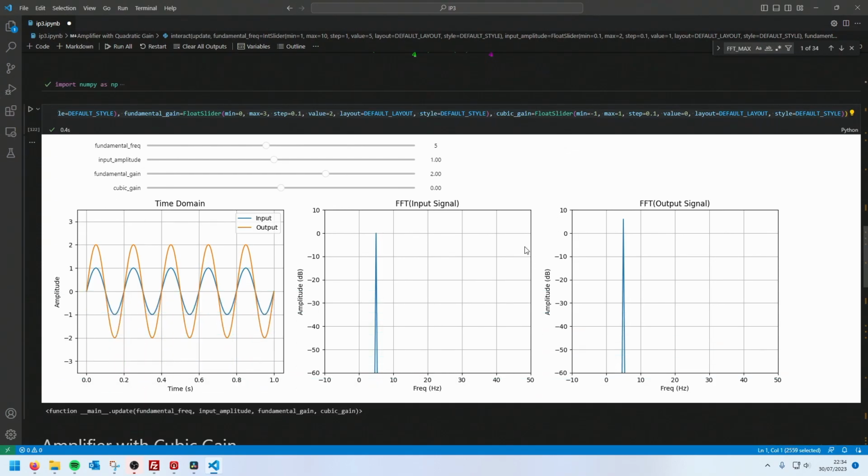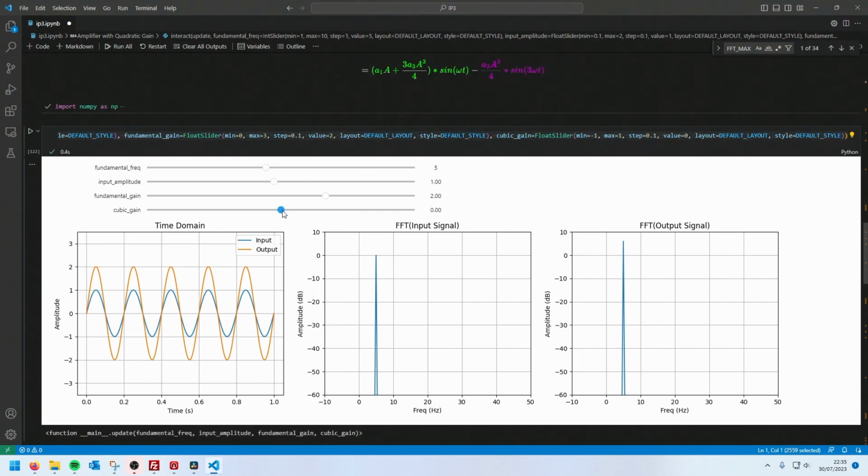So if we go down and have a look, once again, we've got a fundamental gain of 2 and cubic gain, so our A subscript 3 is currently set to 0. Now in practice, that constant A subscript 3 tends to be negative. So let's introduce just a small amount of it. There we go. And you can see a huge spike at 3 times our wanted frequency.